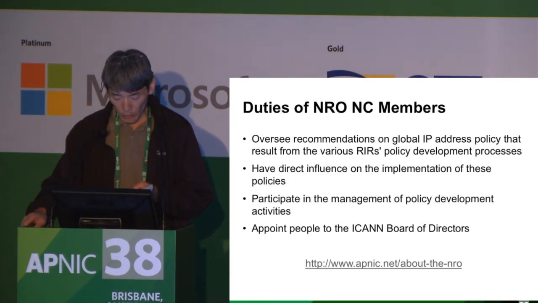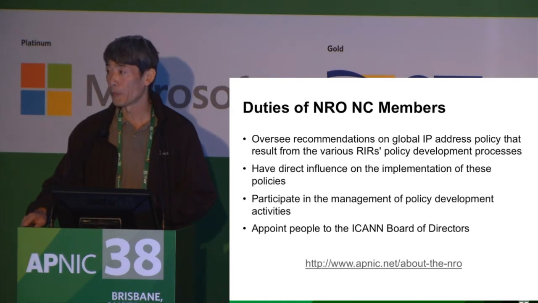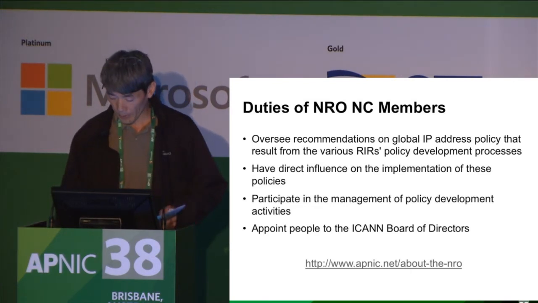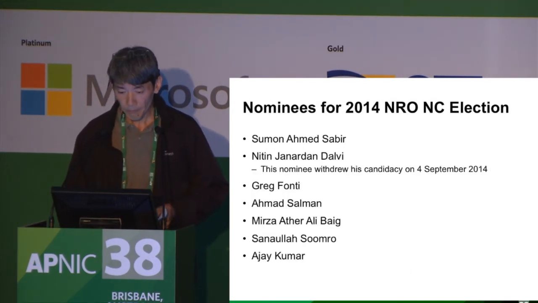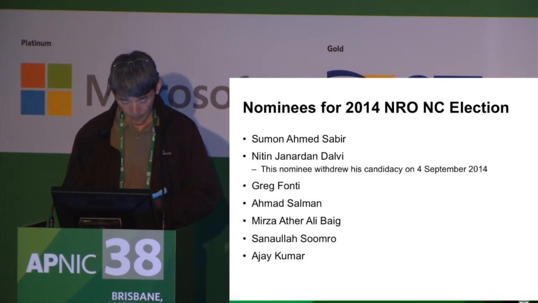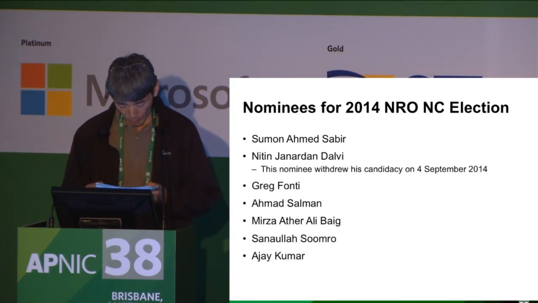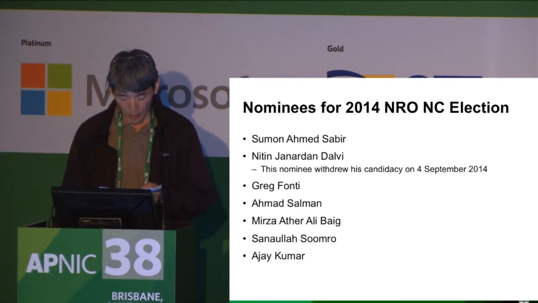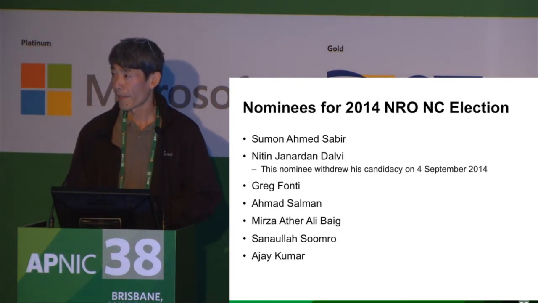So in order of nominations received, I would like to introduce the nominees to you. Next slide. These are the nominees we received, except the withdrawal. So we have 7 candidates. The first nominee is Suman Ahmed Sabir. Unfortunately, he's unable to come to Brisbane this time. So he will provide a statement, and Sunny will read it out on his behalf. Thank you, Sunny.